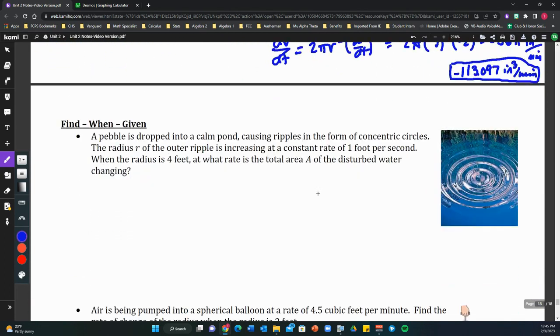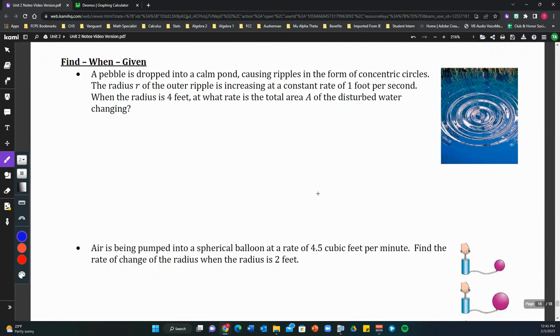But what is going to be similar to all of these is that in every single one of these find-when-given problems, we are going to start with an original quantity. We are going to identify what quantity we want to find when a certain condition is true, given that a particular rate of change is known. Once I have all that information, then we do our calculus, then we plug in the values we know and try to evaluate for the one that is missing. So let's try another one here.